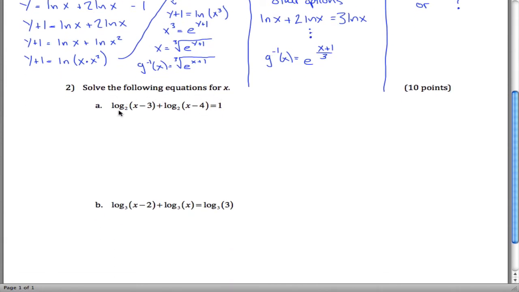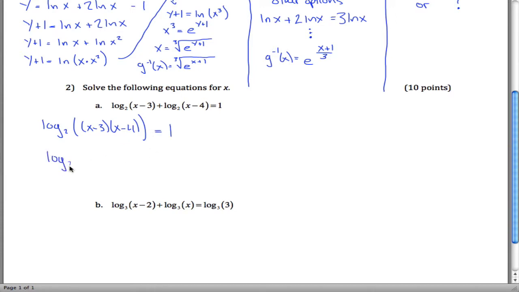Solve the following equations for x. So we're given this equation. We want to solve it for x. We can take advantage of a log rule. We have the sum of 2 logs here. So using our first log rule, that's the same as the product of x minus 3 and x minus 4. So the sum of 2 logs is the log of the product.